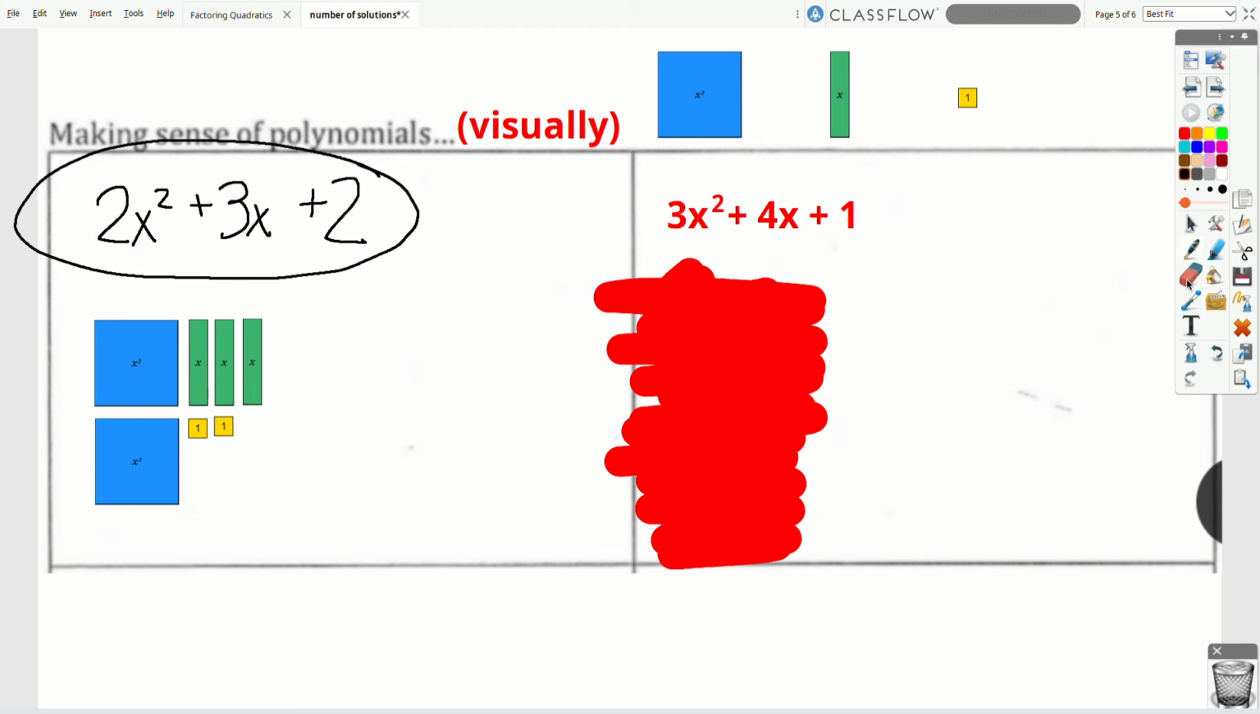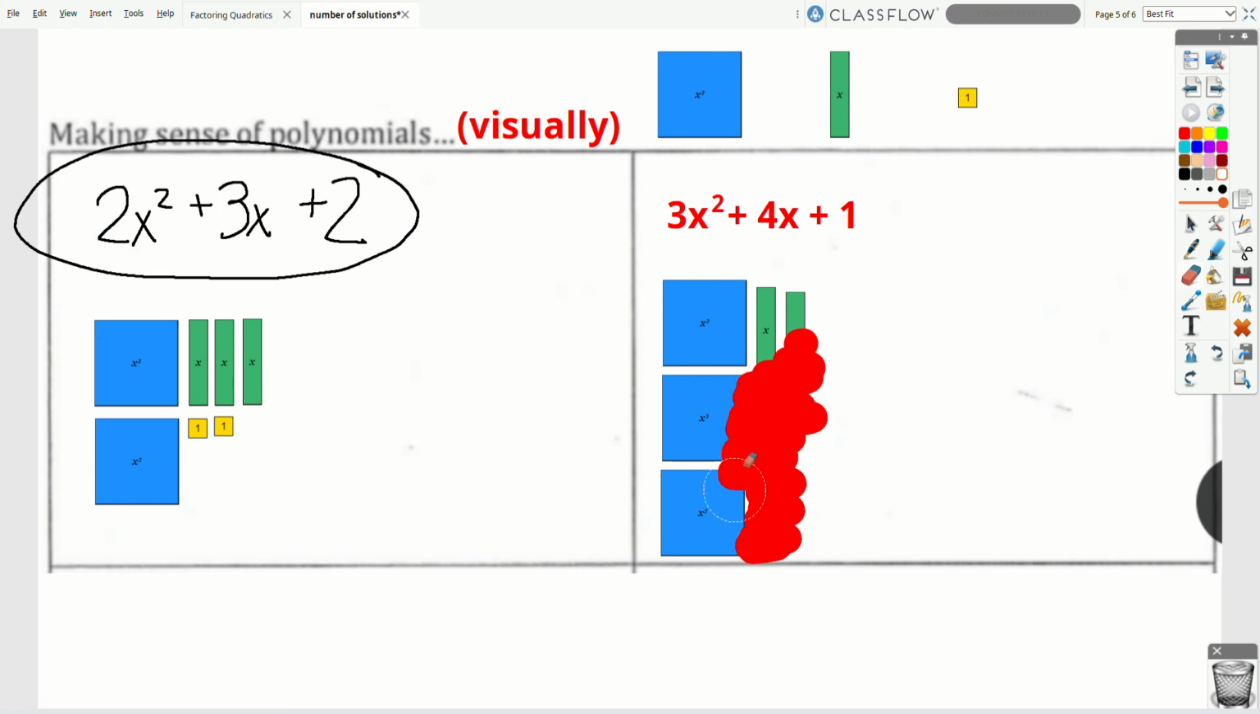And we can also do it the other way. If we're given 3x squared plus 4x plus 1, we can come up with the drawings that represent this. We have 3 x squareds, so we're going to have 3 of those squares. We're going to have 4 x's, so we're going to have 4 of these skinny rectangles. So we got 4 of those. And then we have plus 1. So that polynomial is represented by these shapes.